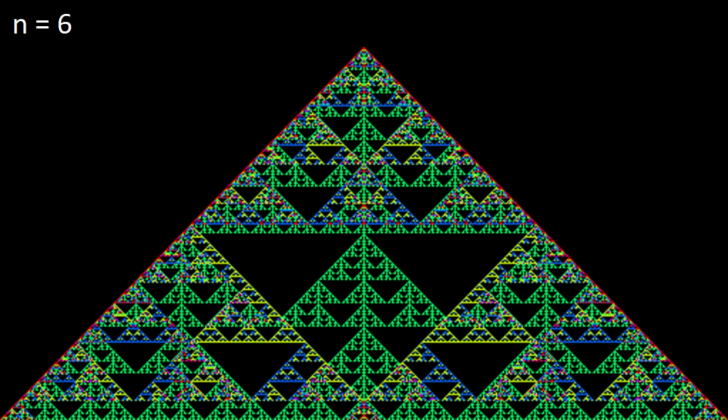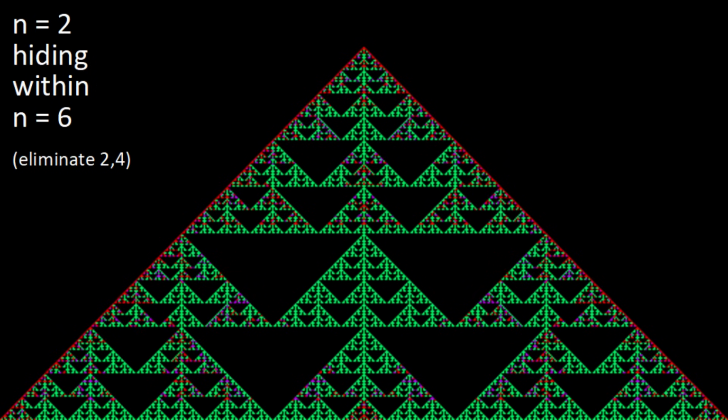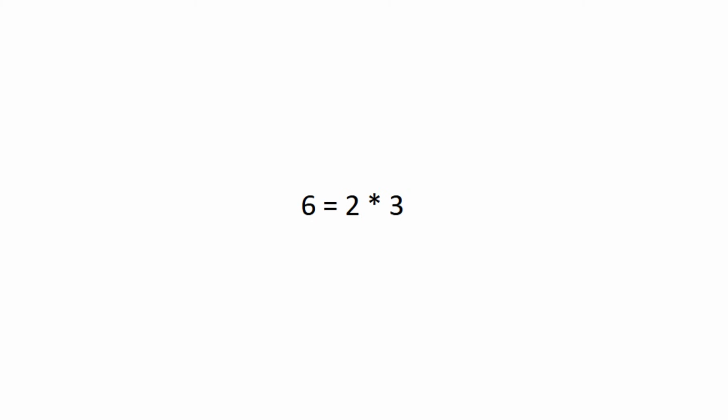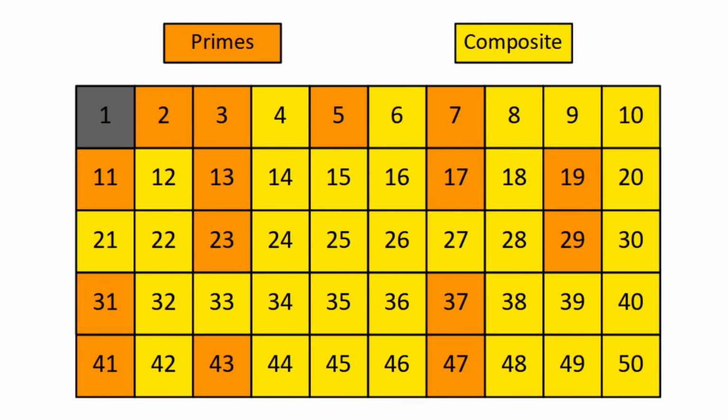But if you remove blue and chartreuse, corresponding to 2 and 4, the pattern is identical to level 2. In other words, level 6 contains features from both levels 2 and 3. 2 and 3 are actually the factors of 6, and this is no coincidence. In fact, prime numbers always produce unique patterns of triangles, and composite numbers reflect the prime numbers that make them up.